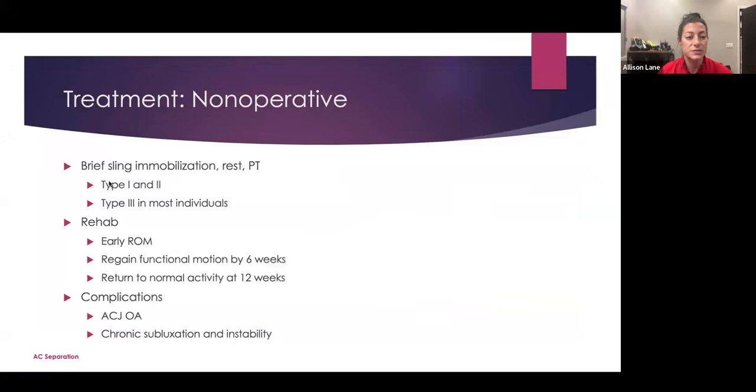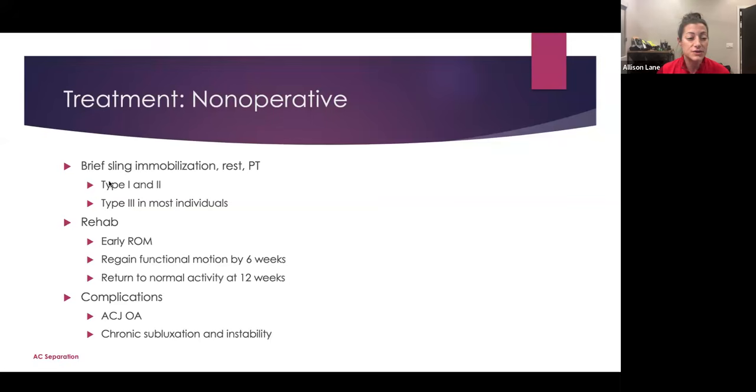So non-operative treatment, like I said, the majority of these are probably going to be treated non-operatively. You're going to have your type 1, type 2, and most times, most individuals, type 3. So you're going to do brief sling immobilization just so that you can get that pain under control. And as soon as that is kind of under control, we want to get that early range of motion. We want to regain functional motion by 6 weeks, return to normal activity by 12 weeks.